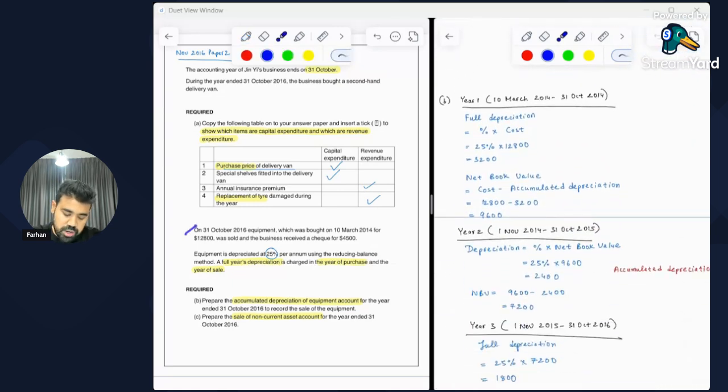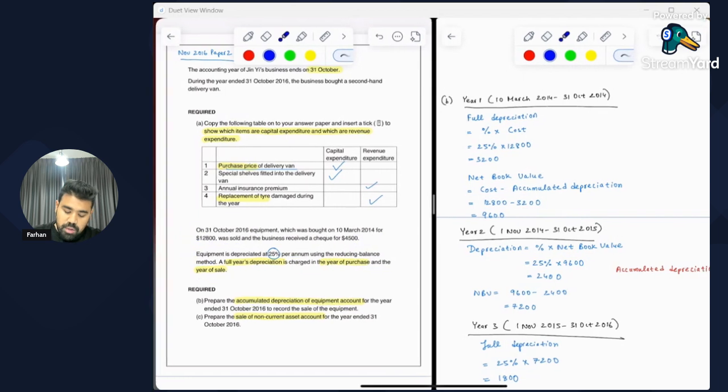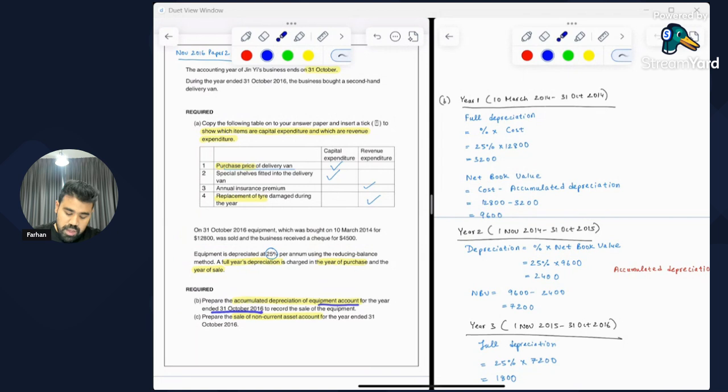The second part of the question: on 31 October 2016, equipment which was bought on 10 March 2014 for $12,800 was sold and the business received a check for $4,500. Equipment is depreciated at 25% per annum using the reducing balance method. A full year's depreciation is charged in the year of purchase and the year of sale. And the requirement is to prepare the accumulated depreciation of equipment account for the year ended 31 October 2016 to record the sale of the equipment.